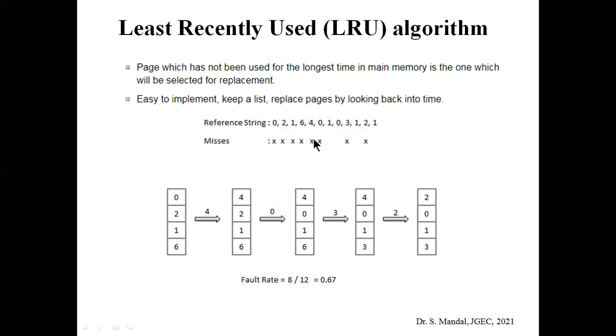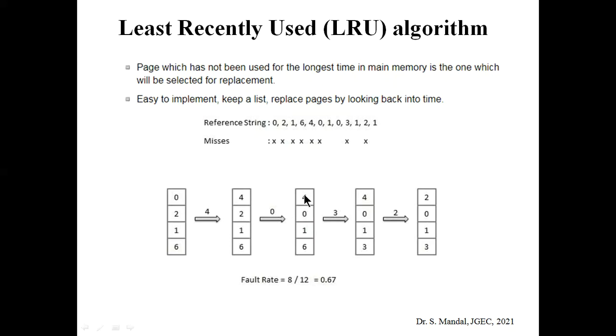Okay, so there is a fault, and we indicate it by a cross. Next 0. Here you can see that there is no 0. As there is no 0, which value needs to be replaced? Which page has not been used for the longest time? Obviously 2. You can see that 2 has not been used for the longest amount of time. So 2 will be replaced by 0.